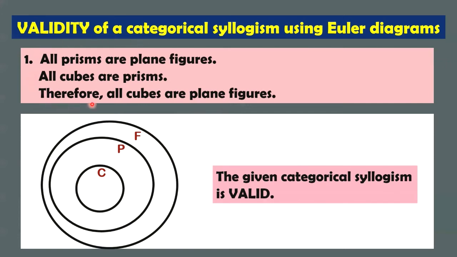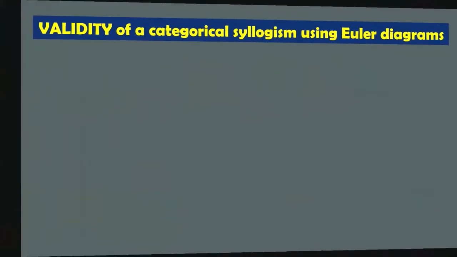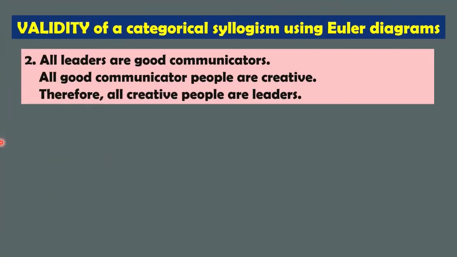Ito yung categorical syllogism. Okay? May tatlong categorical propositions. Ito yung dalawang premises. And then this one is the conclusion. Okay? Let's have more examples. This is our second example.